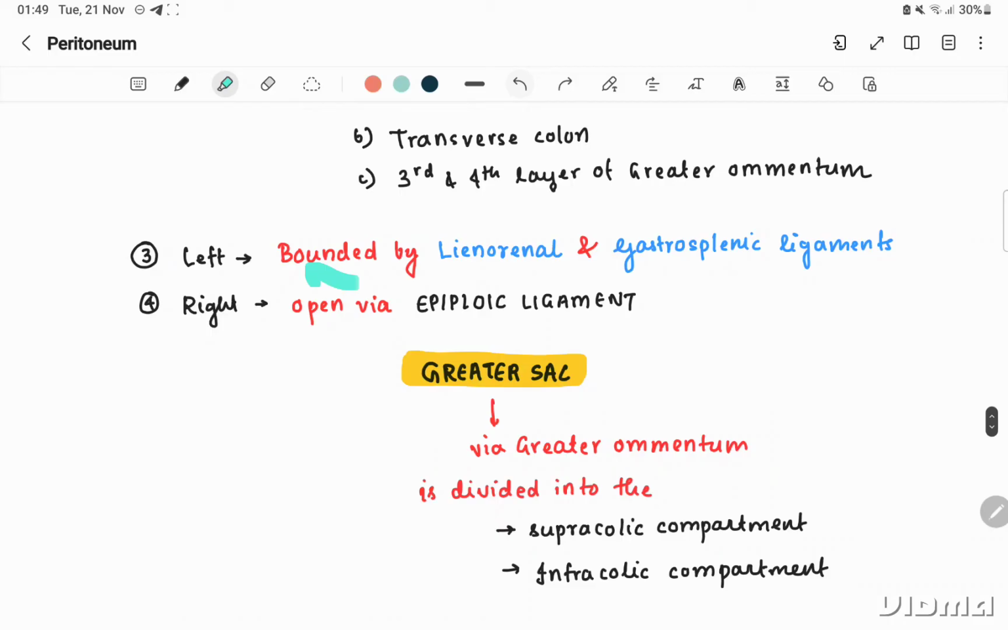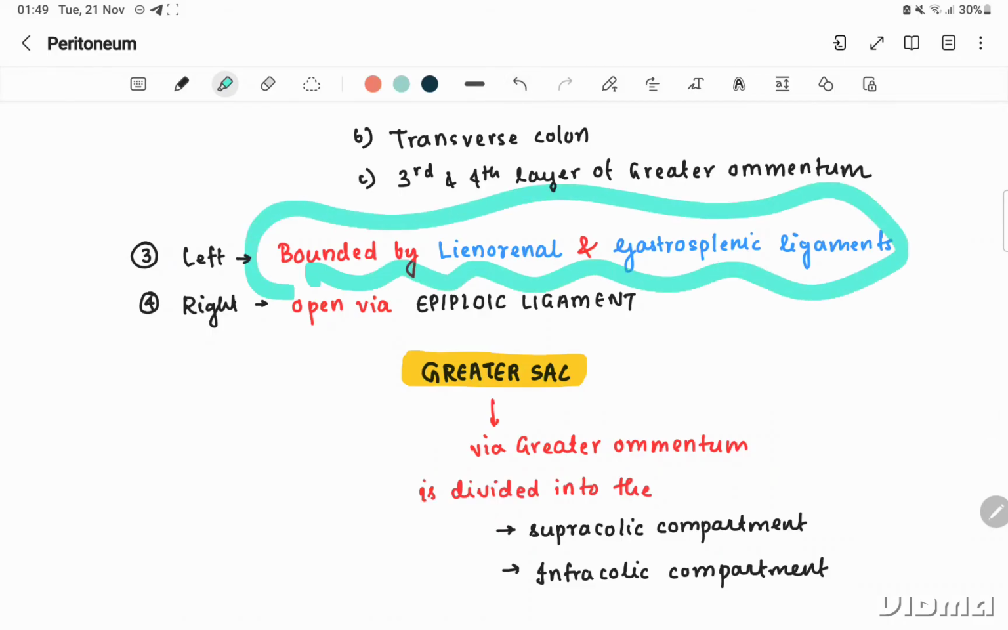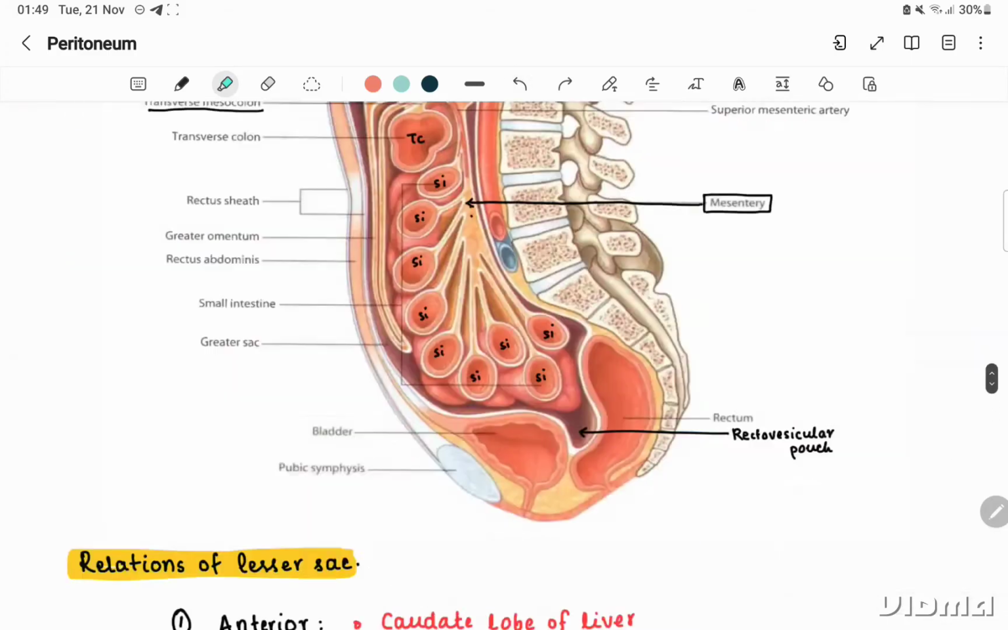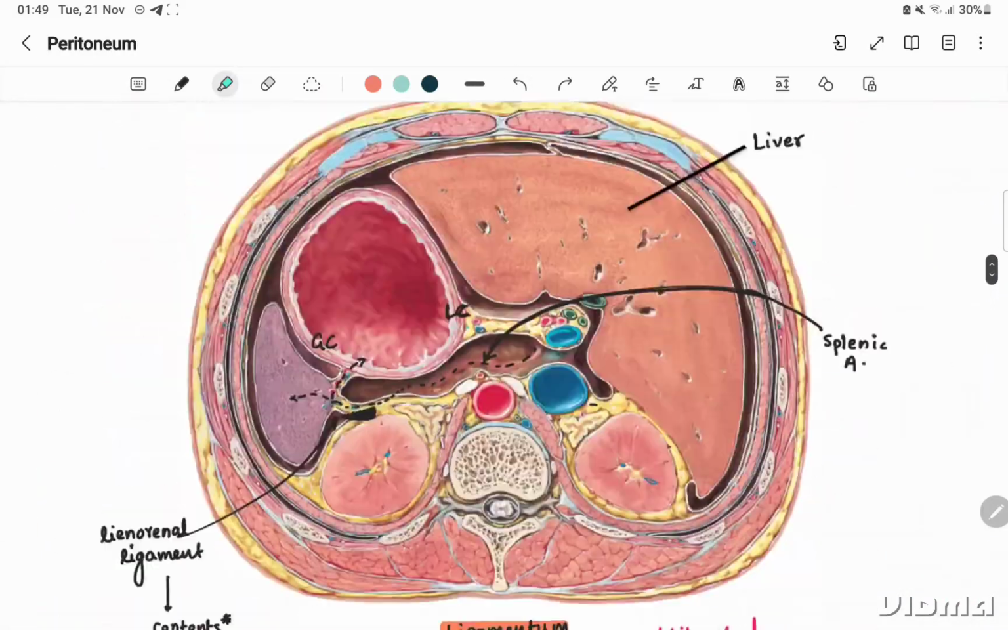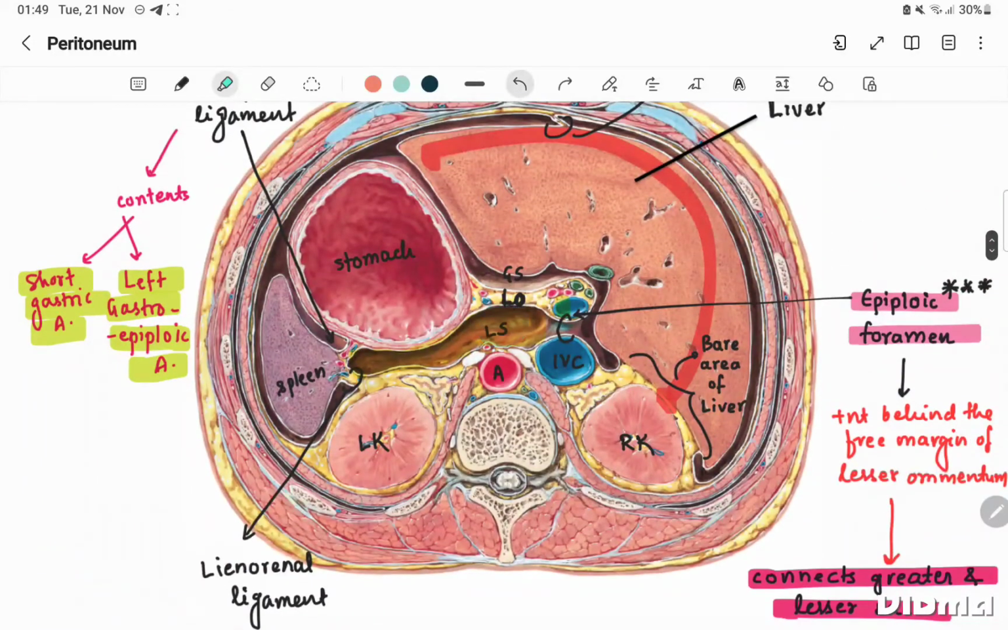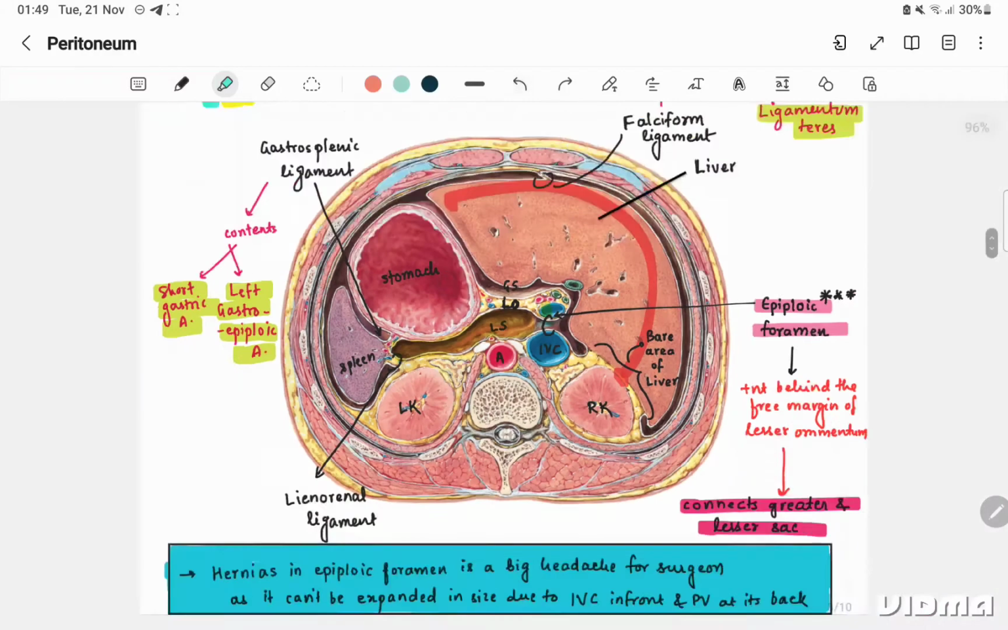The left is bounded by the lienorenal and gastrosplenic ligament. It is bounded on the left, and on the right it is open via the epiploic foramen. In this section you can see the lesser sac. It is bound to the left and to the right. How is it opening? It is opening to the right in the epiploic foramen, and it is bound by the lienorenal, the splenorenal ligament, and your gastrosplenic ligament.